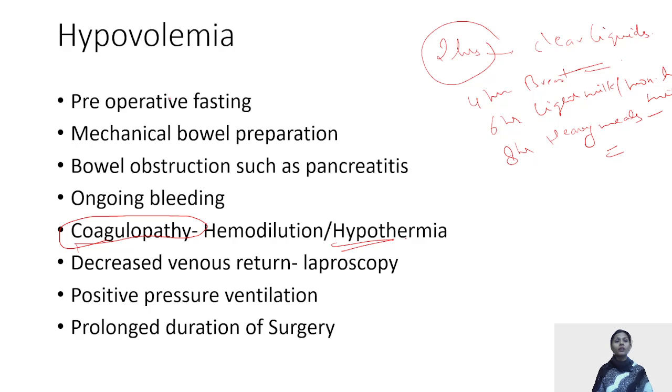So I hope the causes of hypovolemia are clear, because generally these causes come in questions like, for example, the patient has been fasted for the past 10 hours. So what would be the replacement requirement of the patient? In that, you have to multiply the number of hours with the weight of the patient and then equally divide into the hours. We'll come to this later.